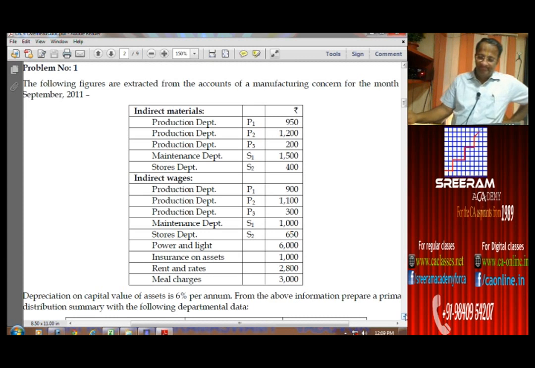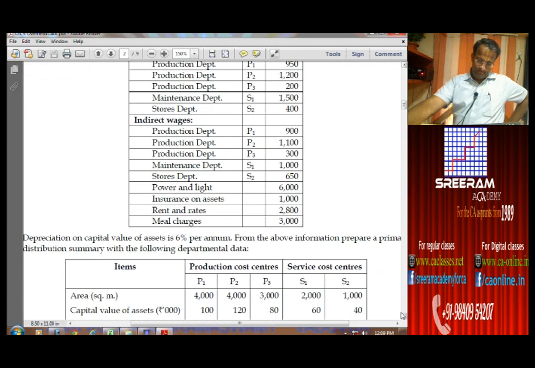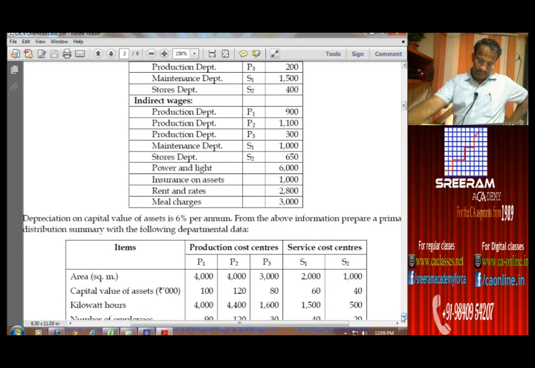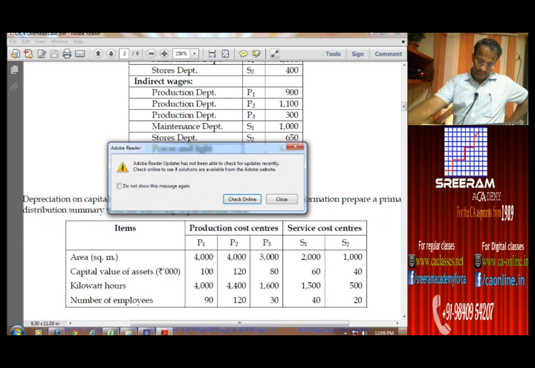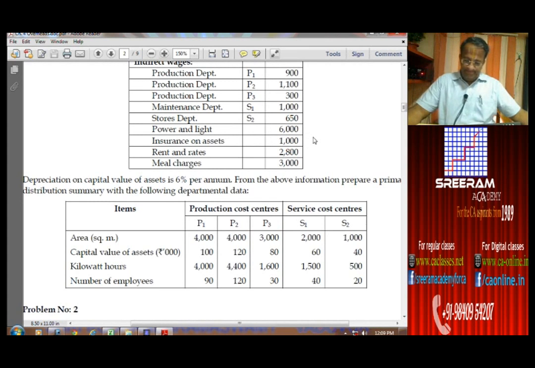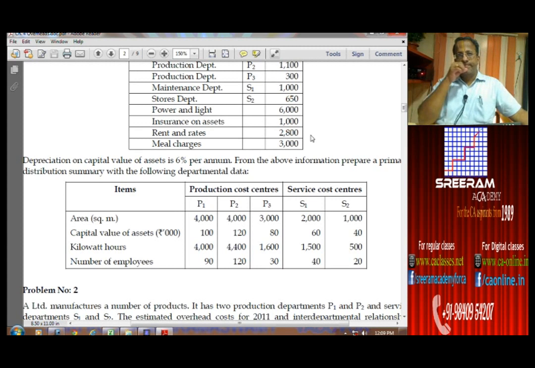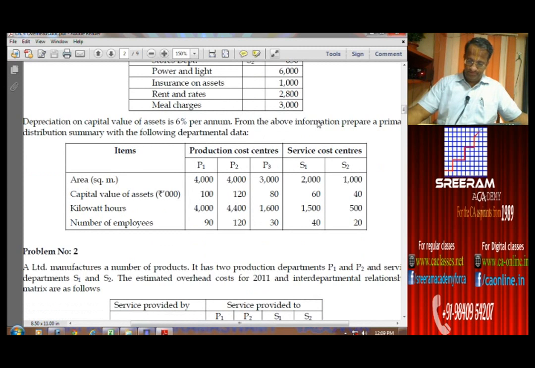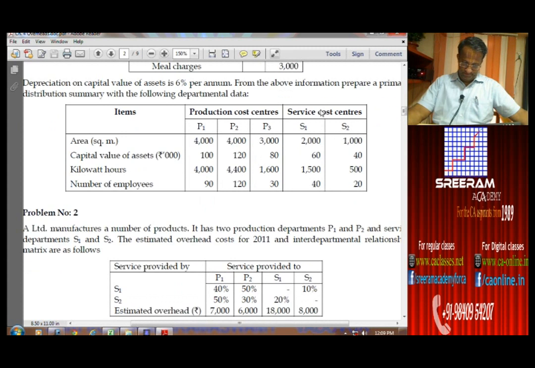Indirect material, production department P1 950, production department P2 1200, production department P3 1800, maintenance department S1 1500, stores department S2 400. Indirect wages, production department P1 900, production department P2 1200, production department P3 800, maintenance department S1 1000, stores department S2 650, power and light 1000, insurance and effects 1000, rent and rates 2800, meal charges 3000. Depreciation on capital value of assets 6% per annum.